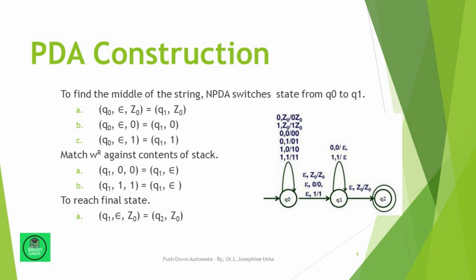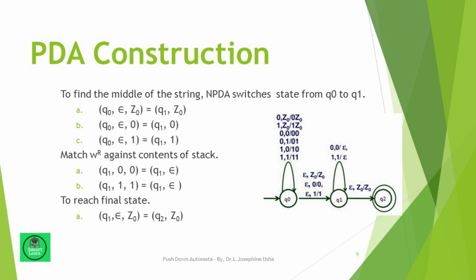Once you read all the symbols in WR, there are no more symbols to match and the stack has only Z0, so you move to the final state. Without reading the input symbol, from the state Q1 you move to the final state Q2. In that case there is no change in the stack content, the stack having only Z0.